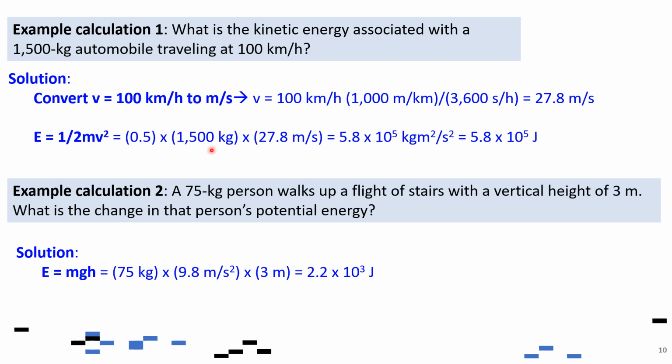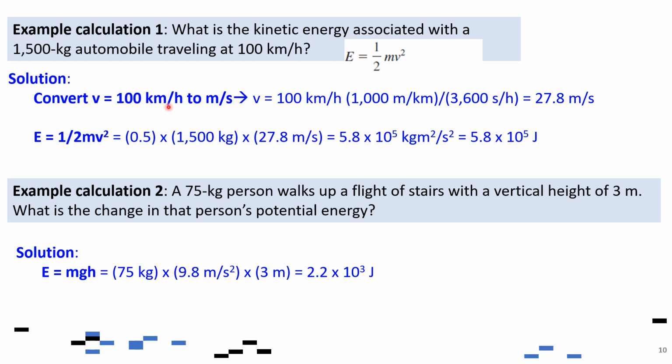So we have 1,500 kilograms times the velocity, or the speed. In this case, the unit of velocity was given in kilometers per hour, and we want to convert it into a form that will result in joules. That form is in terms of meters per second, so we can convert kilometers per hour into meters per second.